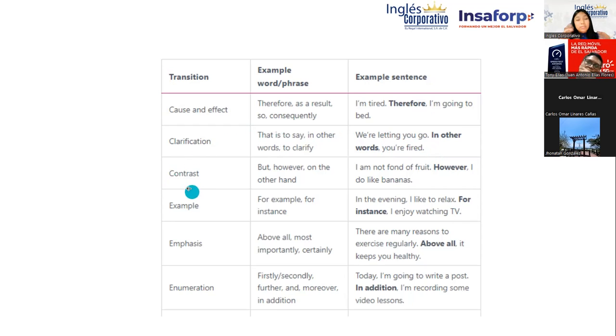Now, to contrast, para hacer un contraste. Those are really, really useful. Okay. But, however, on the other hand. I am not fond of fruit. However, I do like bananas. What is the meaning of this, fond of?